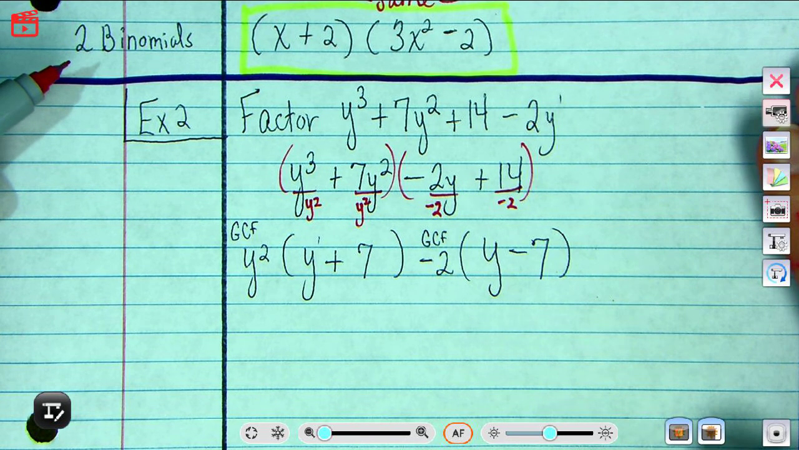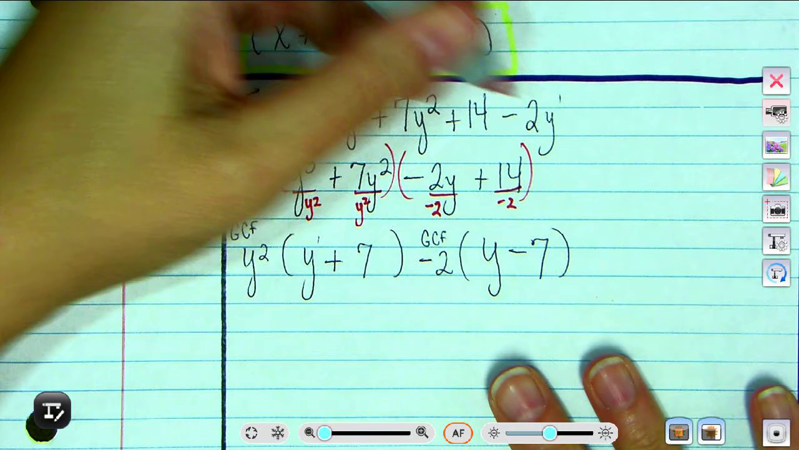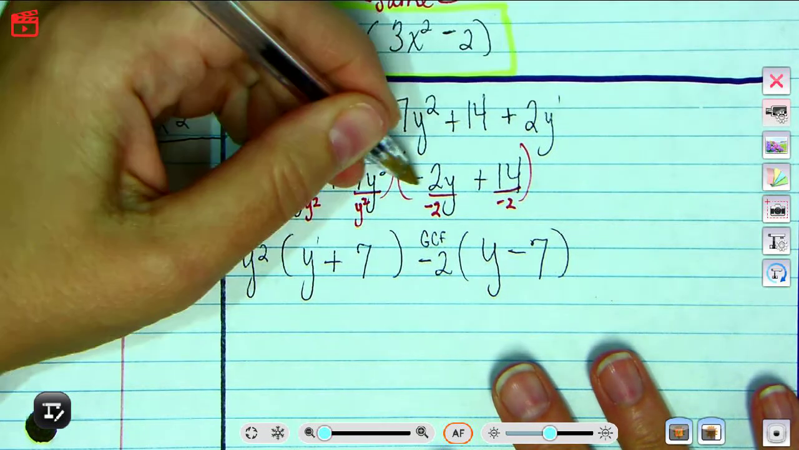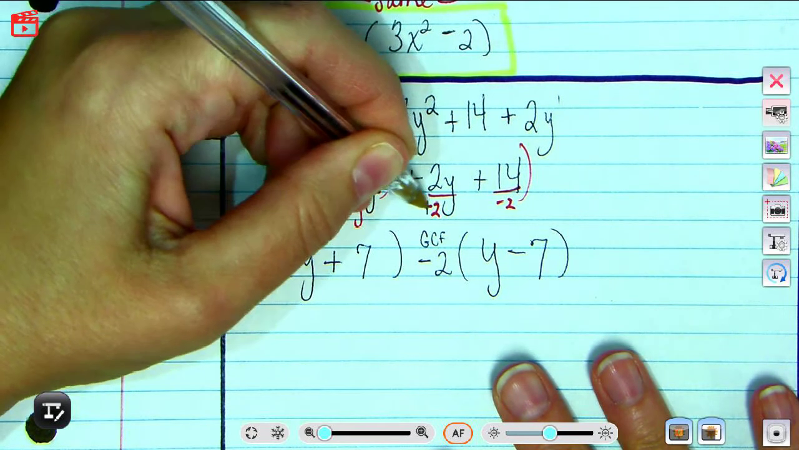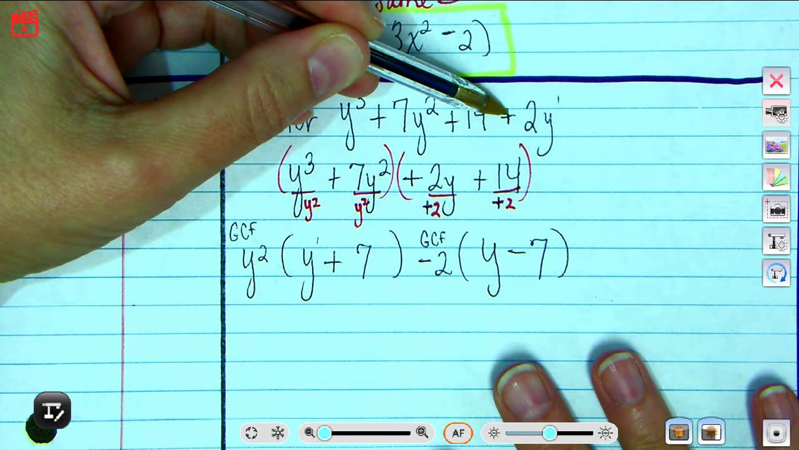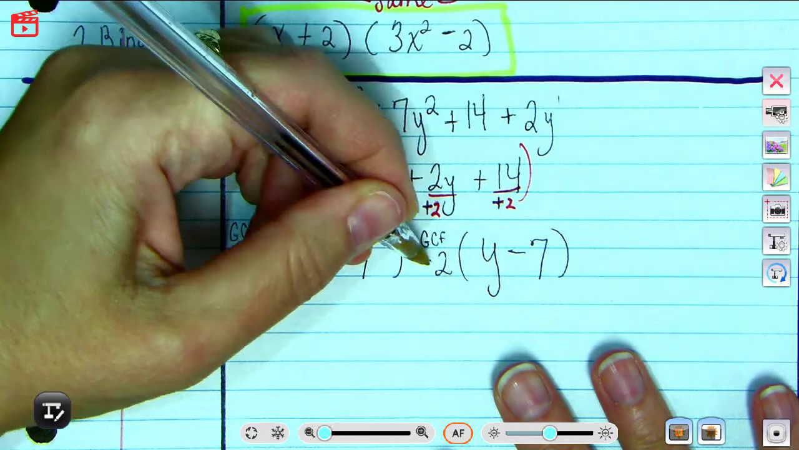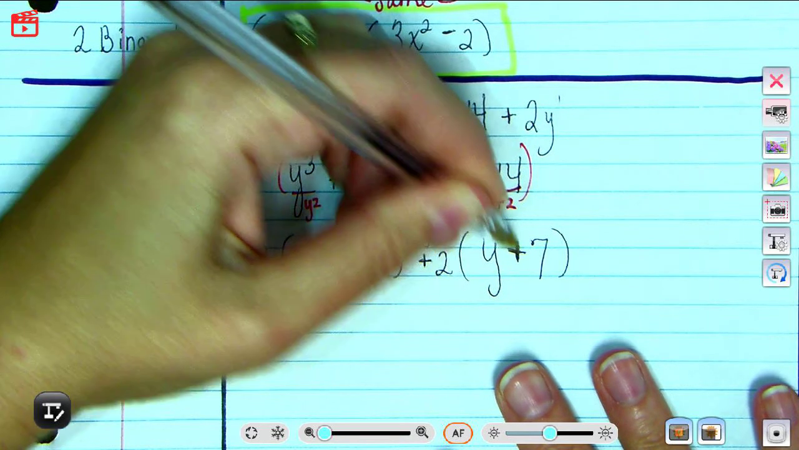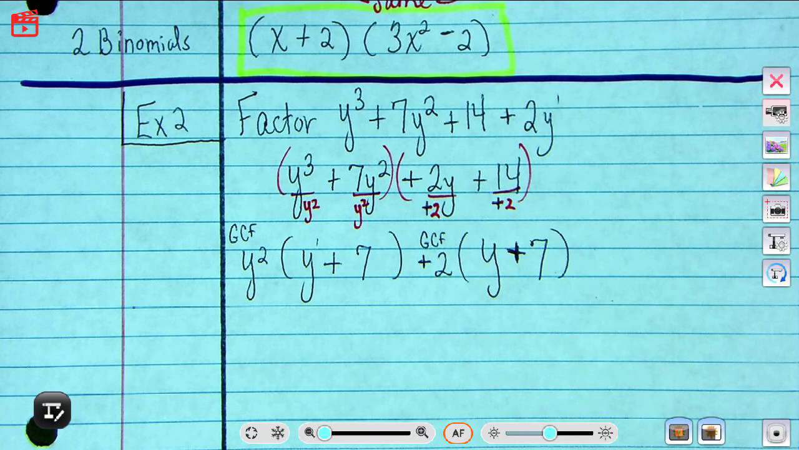Oh, because this is supposed to be plus 2y at the end. So that's actually a positive. So the greatest common factor is positive. I apologize for that. I wrote the problem down wrong. That is a plus 2y. So our greatest common factor is actually positive 2. 14 divided by positive 2 is positive 7. That makes so much more sense.